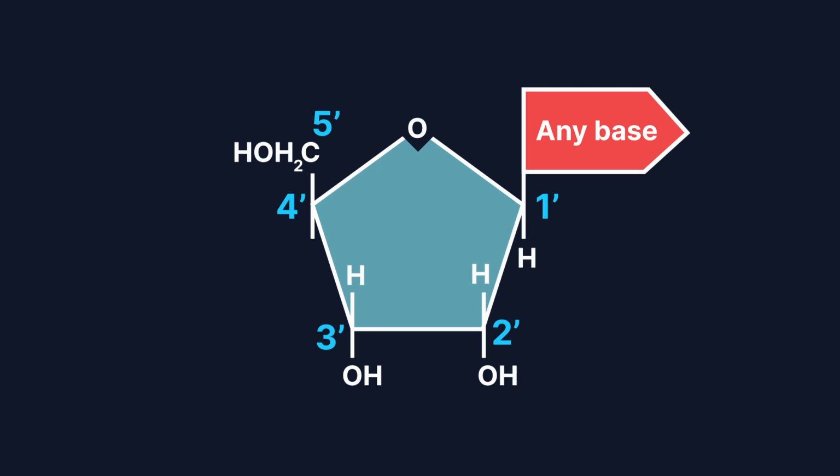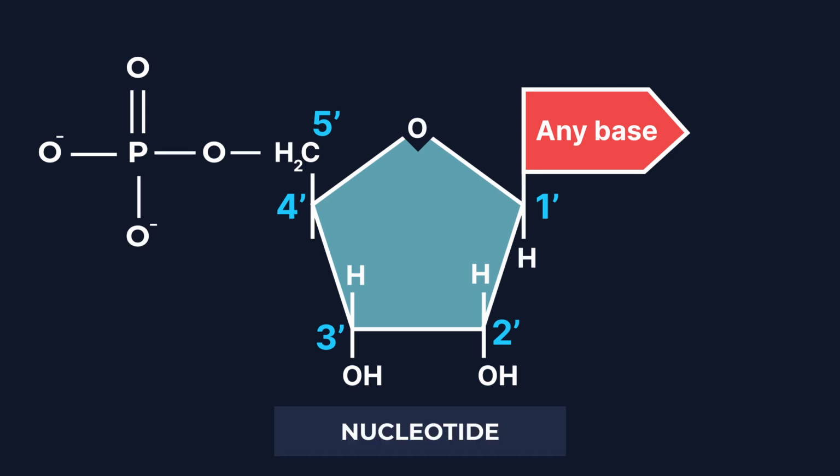So if the first position carbon atom is connected to any base, it's called a nucleoside. So this is a nucleoside, a pentose sugar connected with any base. And that base is actually connected to the first position carbon. And in a nucleoside, if the fifth position carbon atom is attached to a phosphoric acid, it's called a nucleotide.